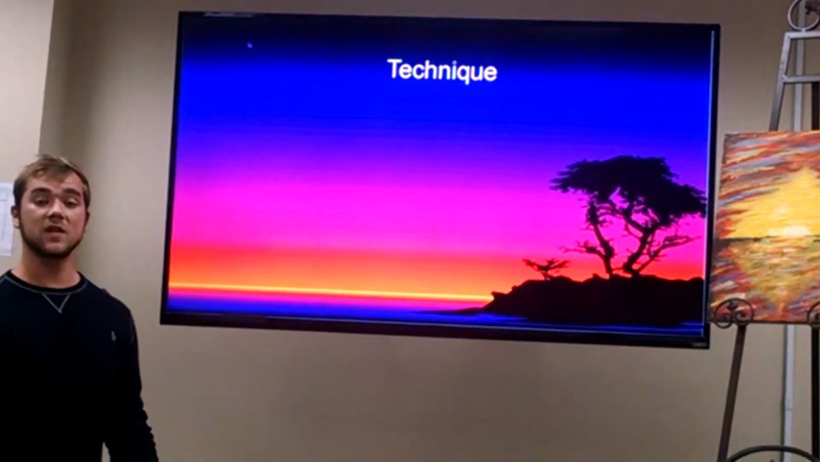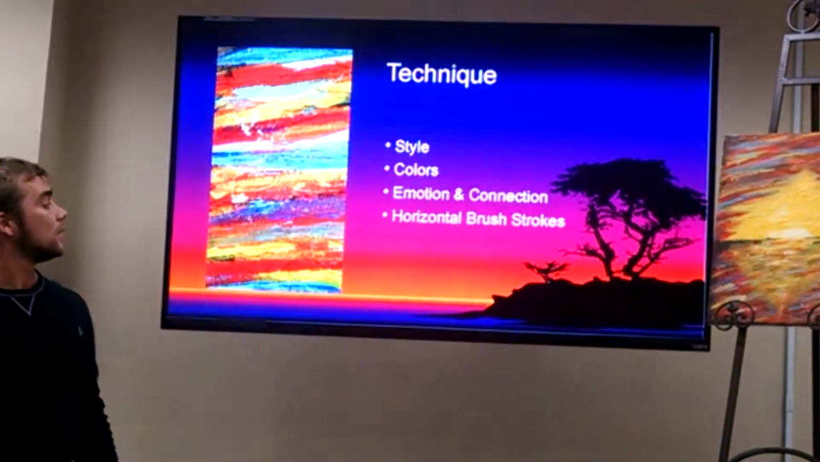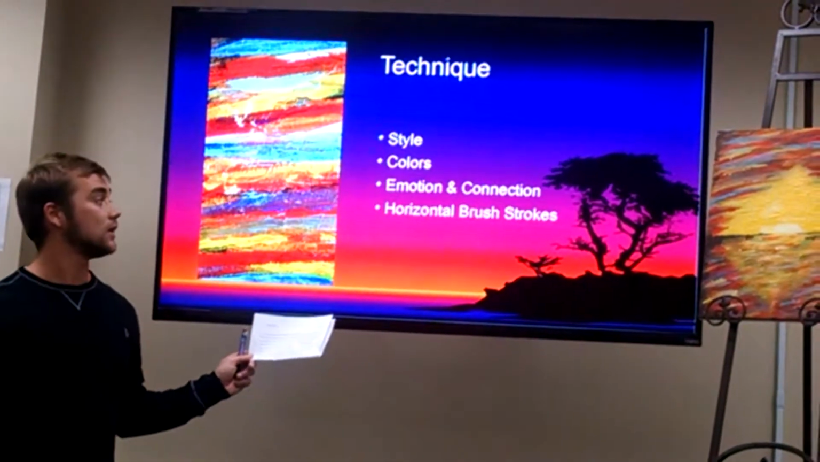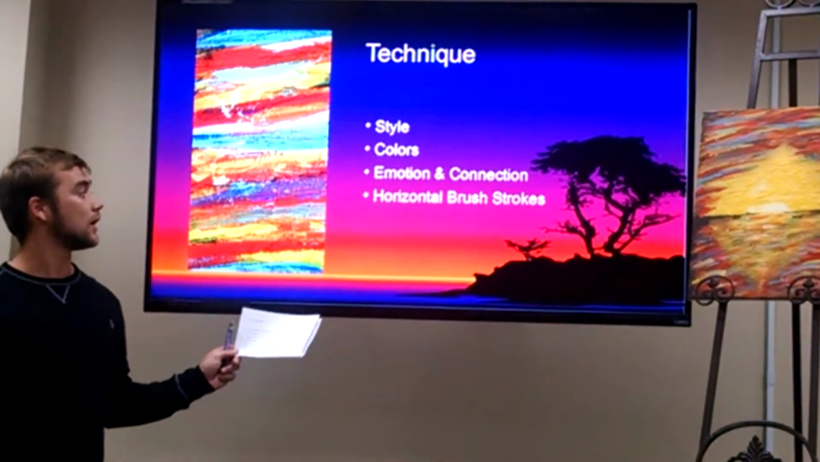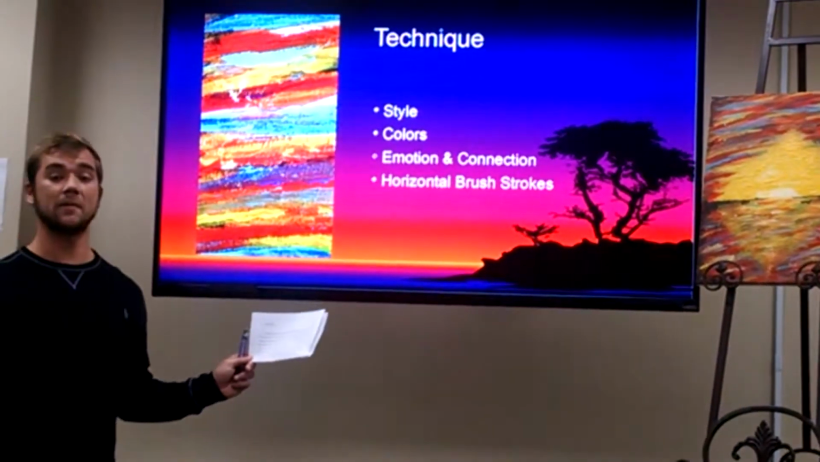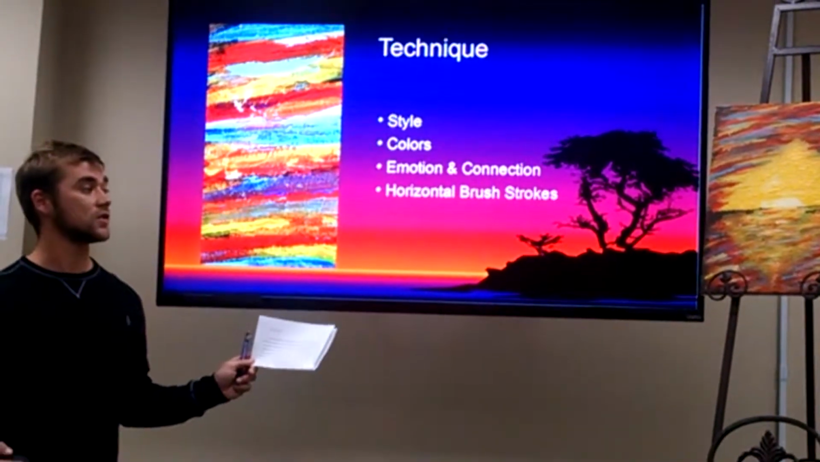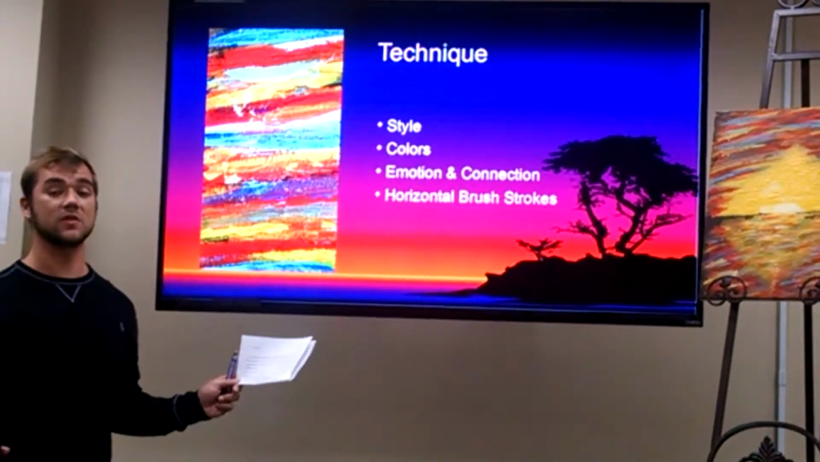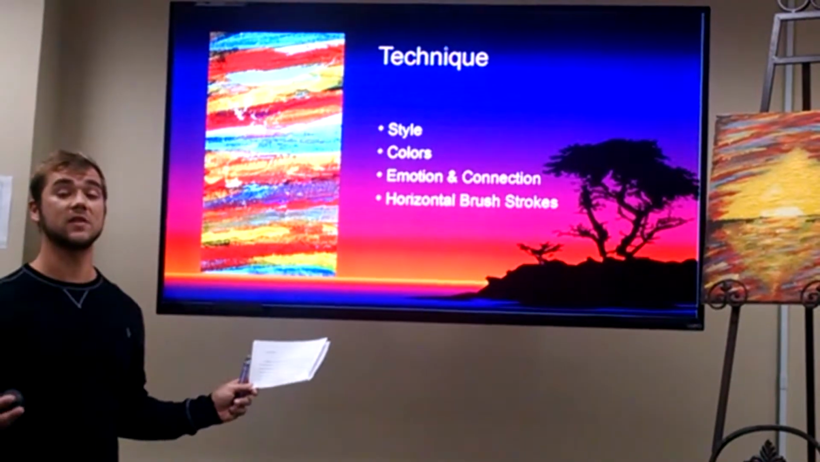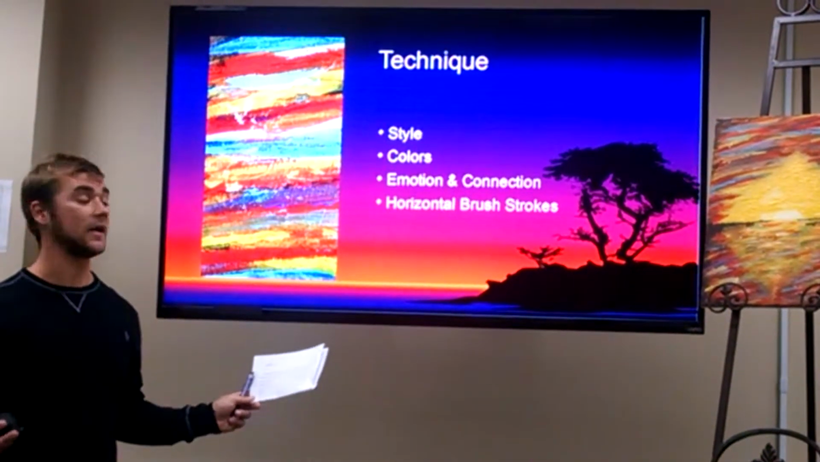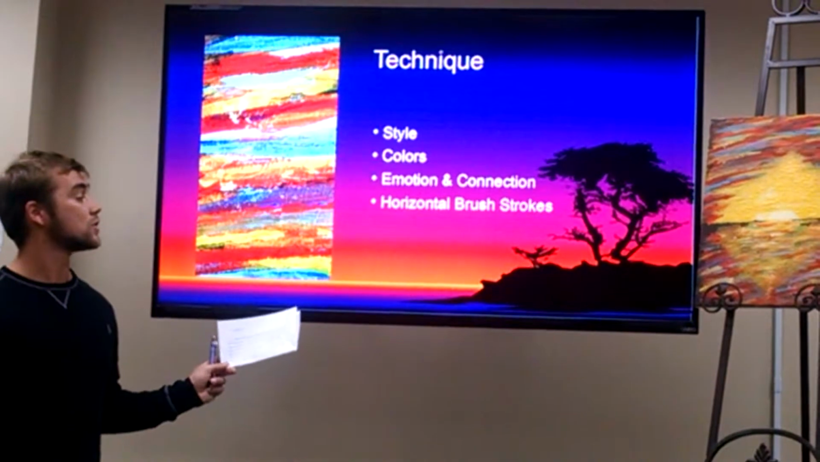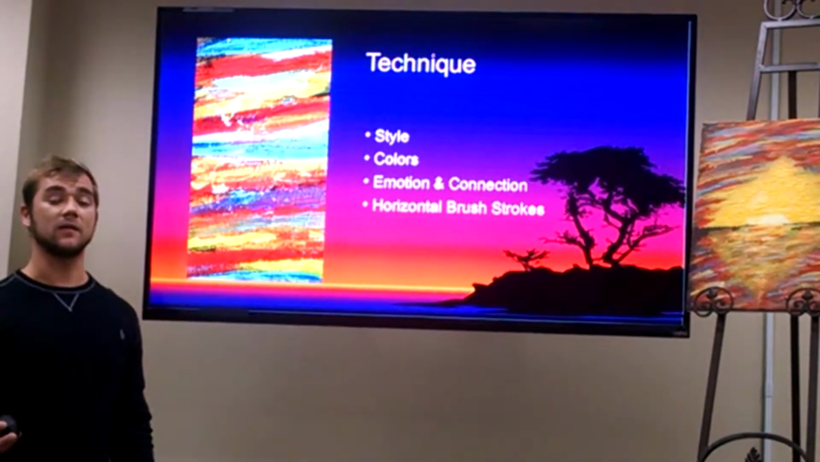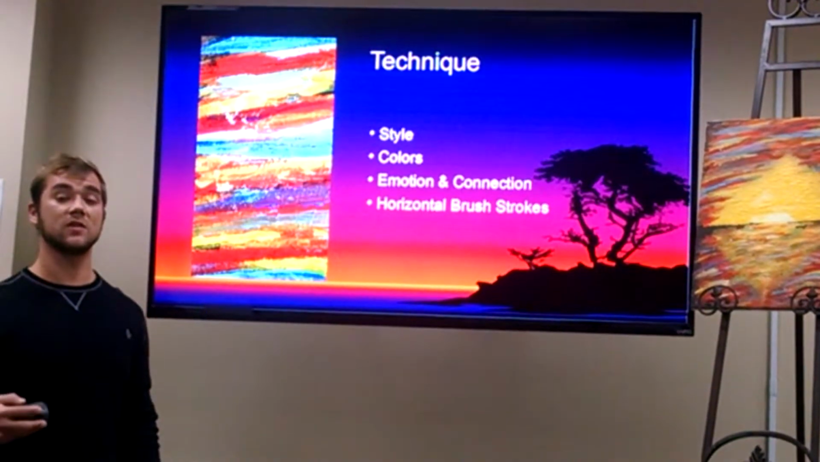There were several techniques I used. The style obviously is abstract expressionism. It was very unique. Kind of put my emotion into it. I used a bunch of colors. I used my imagination, especially for the sunset and the sky and the reflection. I really wanted to capture all the colors that I've seen in a sunset throughout my lifetime. And I used horizontal brush strokes to kind of give it a unique look and used my own expressionist style.